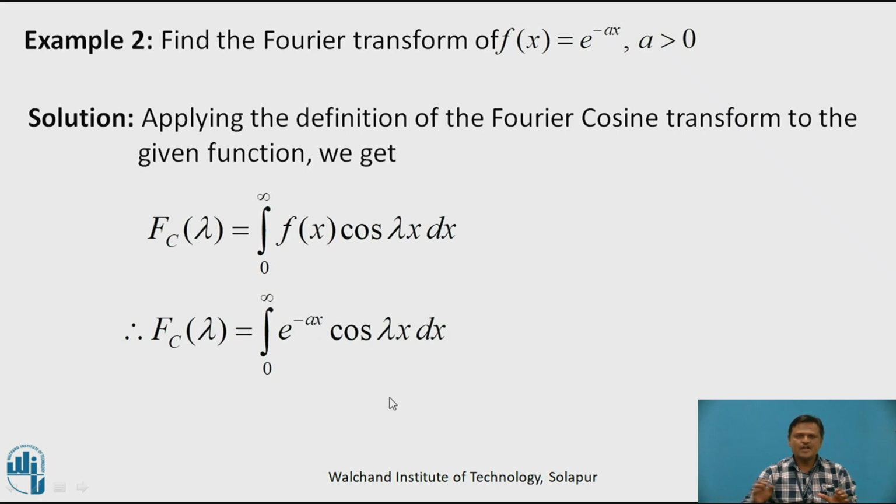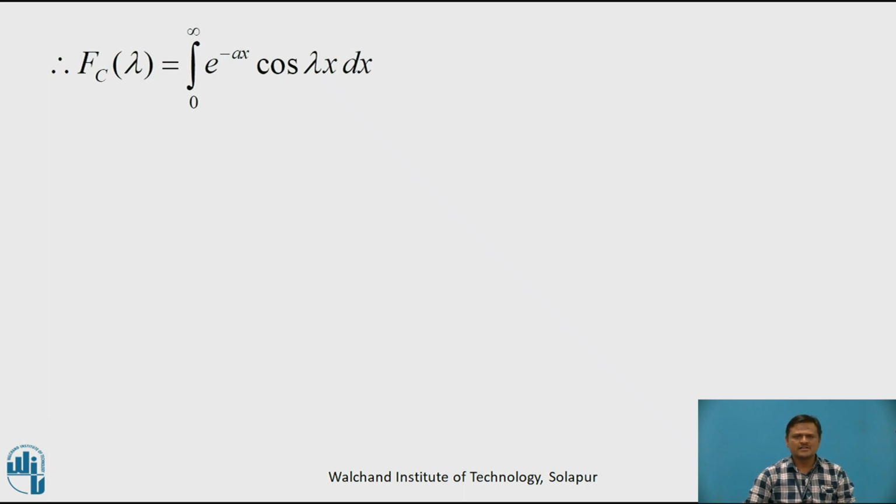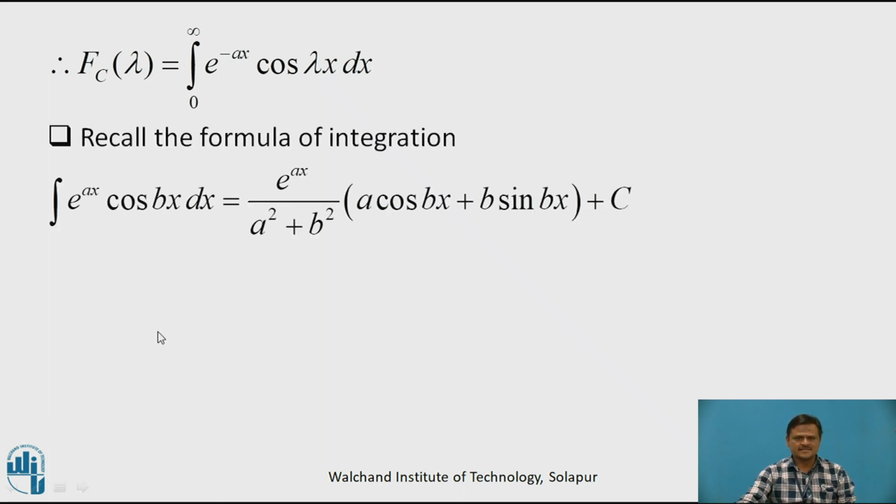Now friends, to evaluate this integral, we require one of the very basic and important formulas of integration. I want you to pause this video for a while and think about which formula of integration is required here. I hope you have recalled it. The required formula is: the integral of e to the power ax cos bx dx is given by e raised to ax upon a square plus b square into a cos bx plus b sin bx, plus c. The constant of integration is there because this formula is for indefinite integration, and now we are dealing with definite integration, so there is no need to write this plus c.